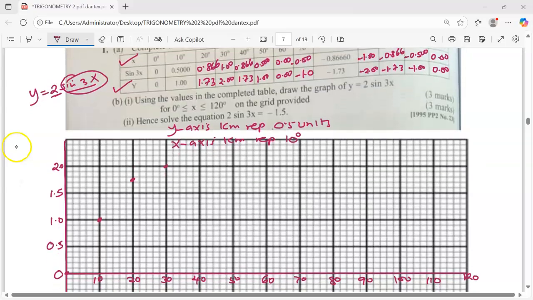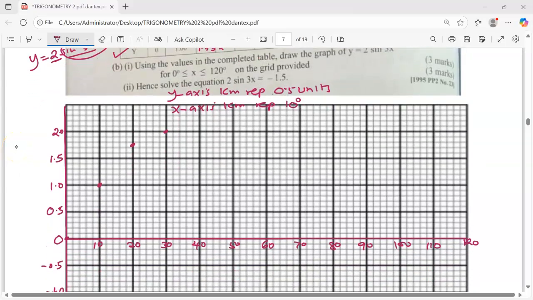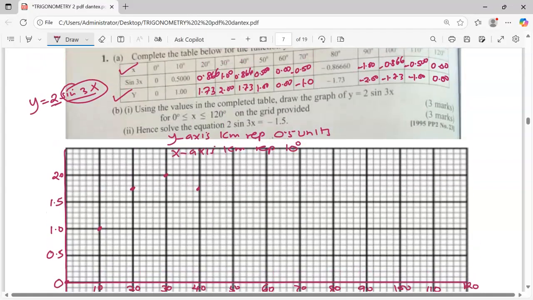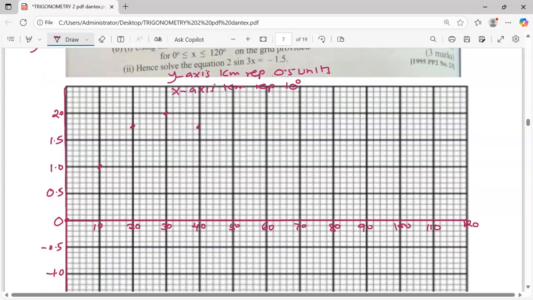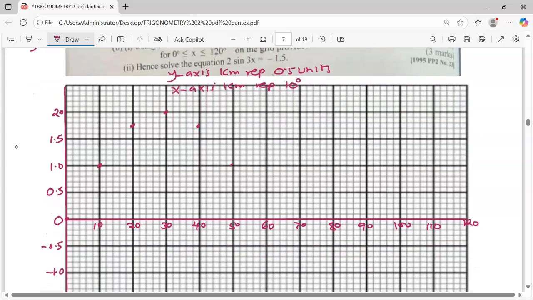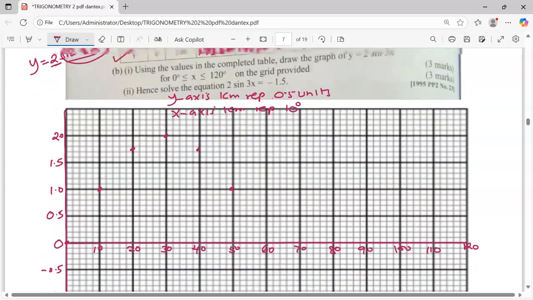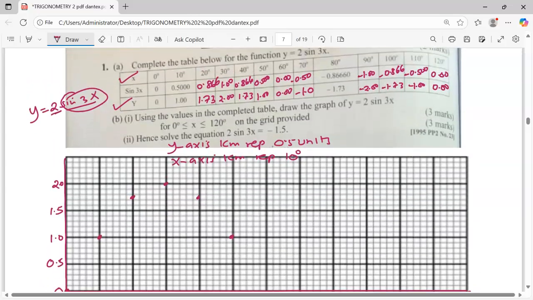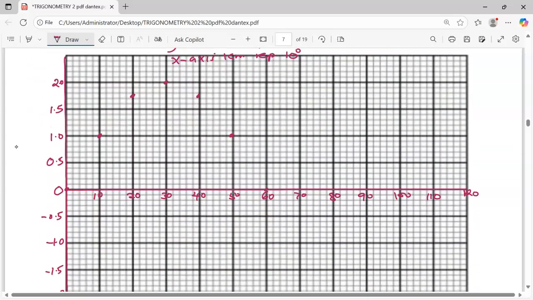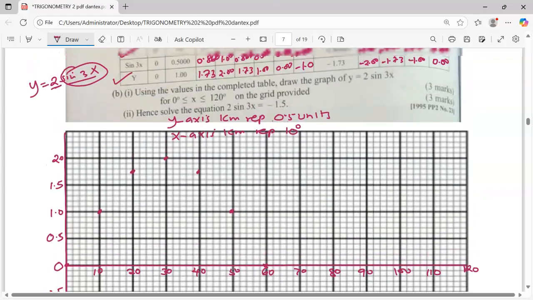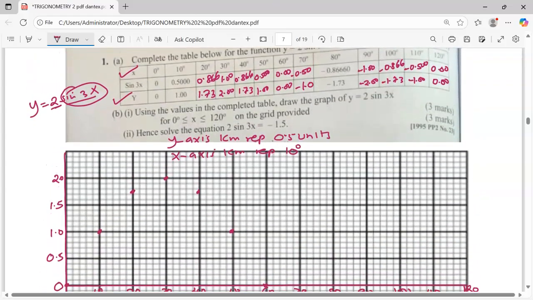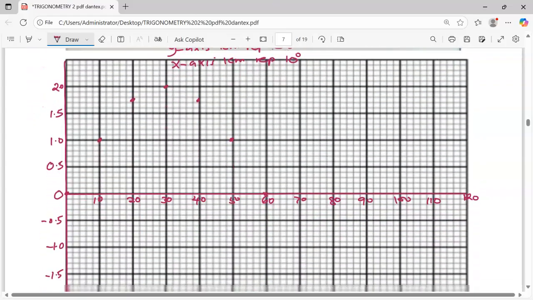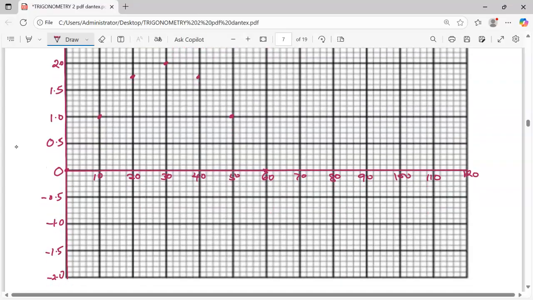At 40, it is 1.73 here. At 50, we have 1 here. At 60, we are going to have 0 at this point here. At 70, we have negative 1. At 70, we have negative 1 at this point.